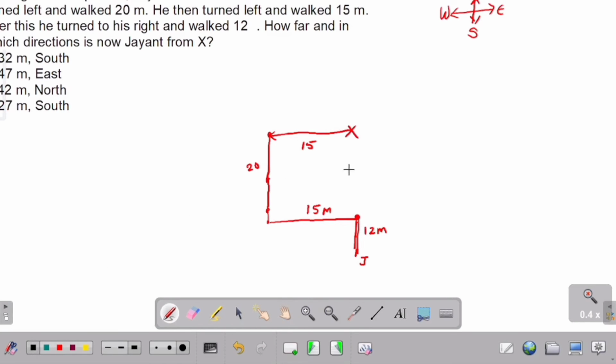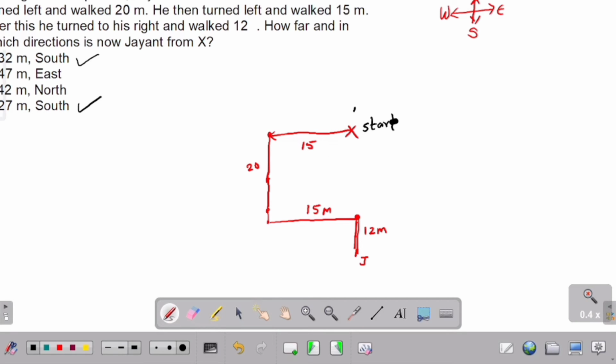So this is the starting position of Jayant. Now he is in which direction? He is in the south direction. Okay, the answer should lie in the south, either this one or this one, but he's asking how far he is from the starting position.